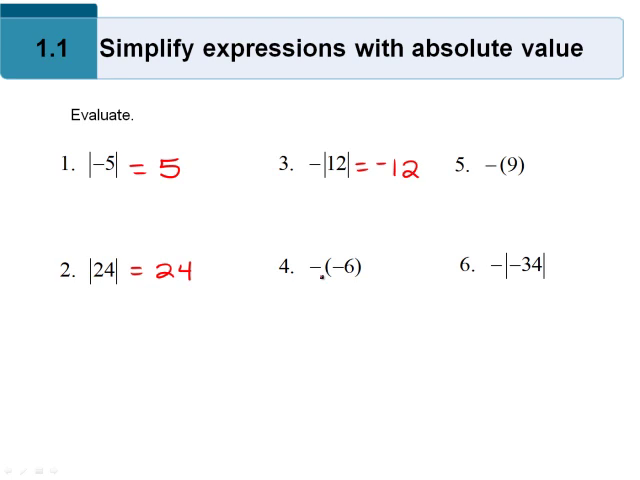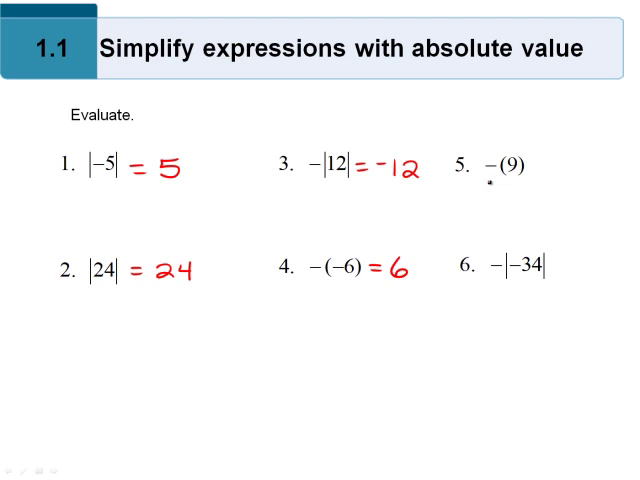Now look at number 4. If you're starting to fall asleep because these videos are boring you to death, you may think that this is absolute value because your eyes are crossing because you're tired. This is just parentheses. This is just an opposite problem. The opposite of negative 6 would be positive 6. So be careful whether the lines are straight up and down or whether they're curvy, parentheses. It's two totally different operations. So you have to be very careful when you're doing these problems.